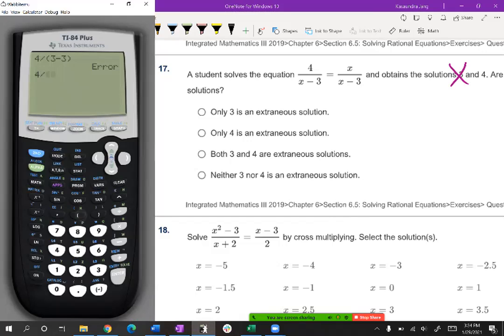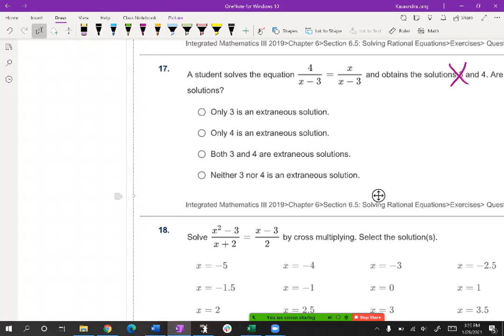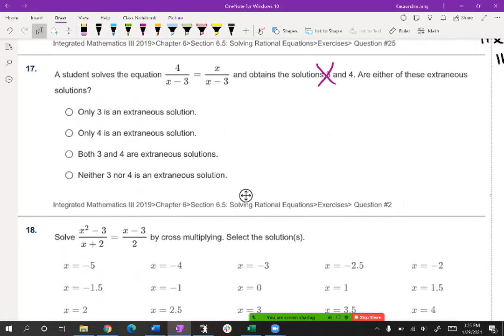4 divided by 4 minus 3. Okay, no error on that one. And then 4 divided by another 4 minus 3. Okay, I'm thinking these are equal to each other. Yeah, so the 4 actually was a solution. As far as the extraneous solutions, like extra, like it doesn't count, only the 3 is an extraneous solution. All right.